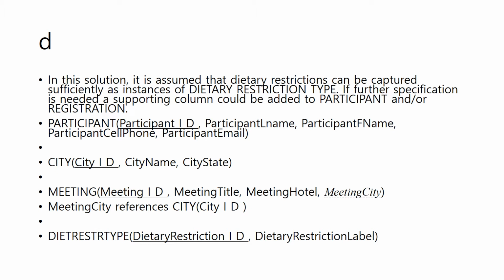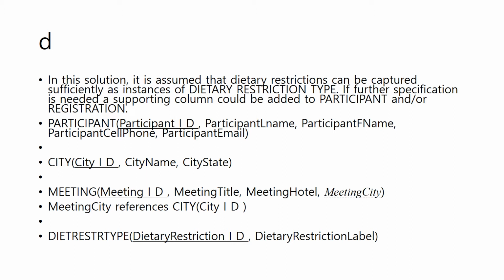City table: city ID is the primary key, city name, city state. Meeting table: meeting ID primary key, meeting title, meeting hotel, and meeting city is a foreign key. And then meeting city in the meeting table references the city table, city ID.